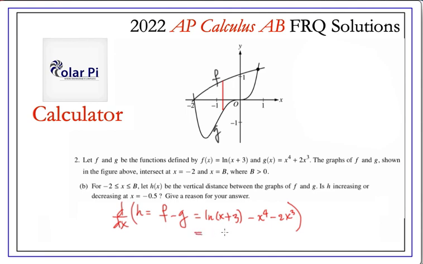That's pretty straightforward, right? So it's 1 over x plus 3, and then minus 4x cubed, right? And then minus 6x, right? And they're asking us where, and it's at -1/2, so x is -1/2, right?